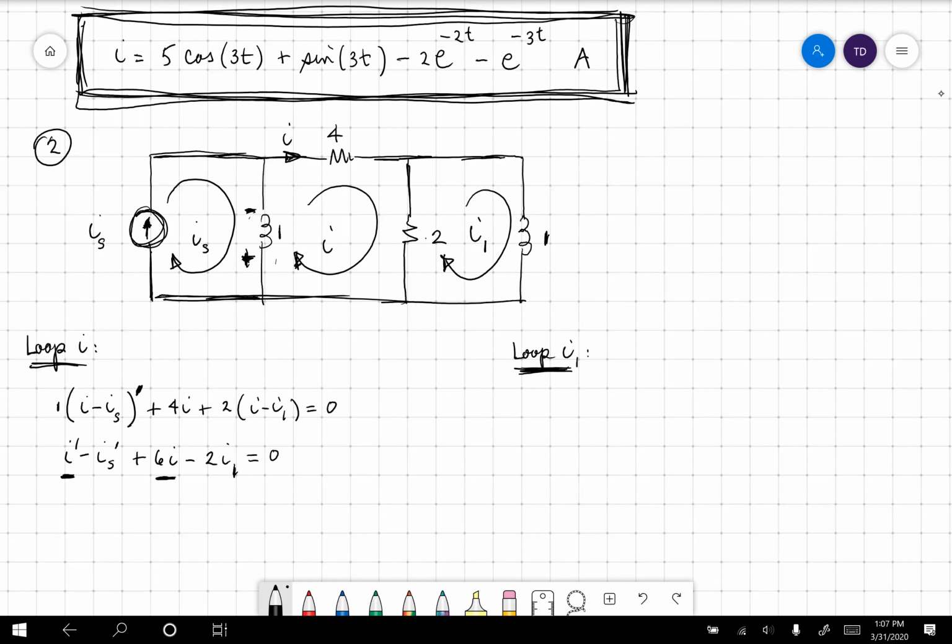Okay, so now for loop I1, this is a pretty easy loop. It's going to be twice times I1 minus I plus 1 I1 prime. Clean this one up, and I end up with I1 prime plus 2I1 minus 2I equals 0.